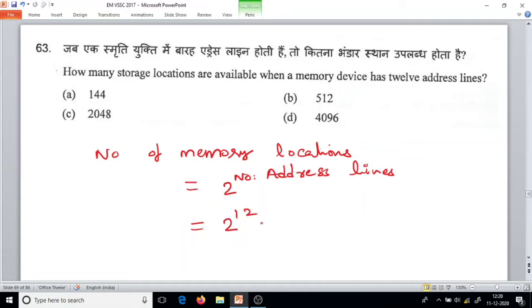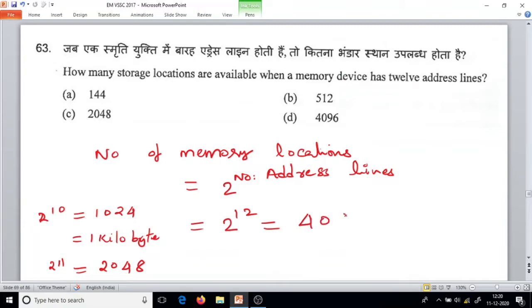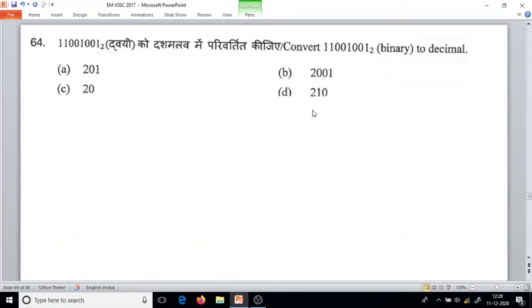So 2 to the power 12. What is 2 to the power 12? You should always remember 2 to the power 10 equal to 1024. This is known as 1 kilobyte. Now for 2 to the power 11, you just double it. You have to multiply by 2. It will be 2048. So 2 to the power 12 equal to 4096. So we have 4096. Answer is option D.